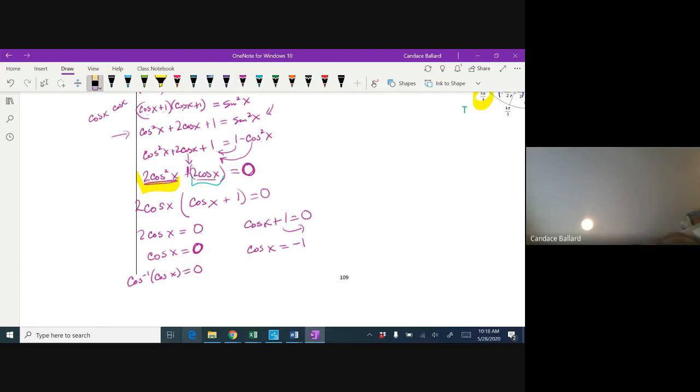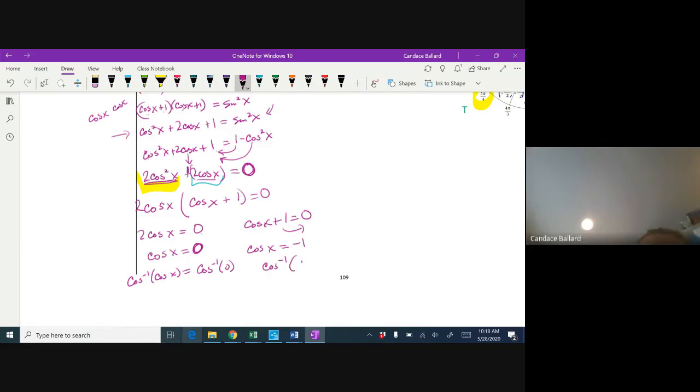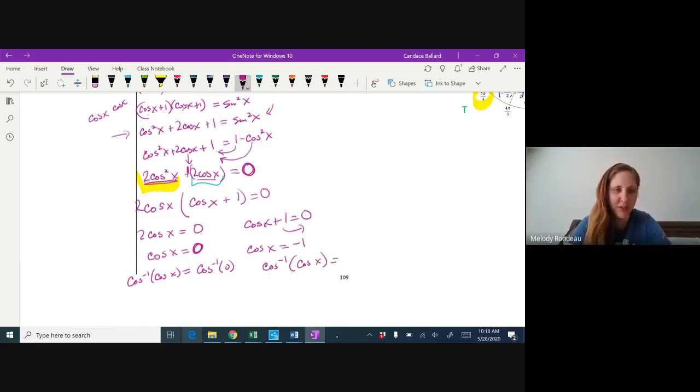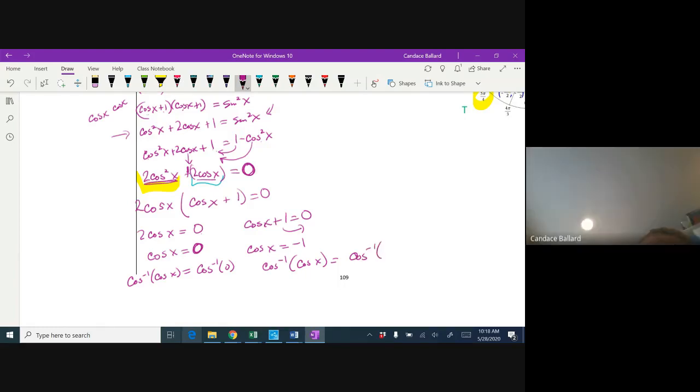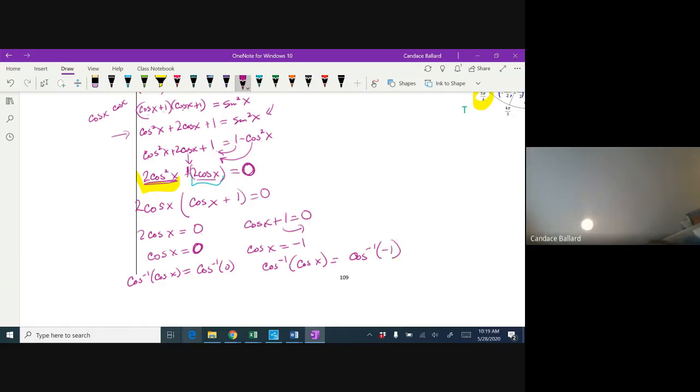Oops, I missed the cosine inverse on the other side. Mrs. Ballard breaking the rules. I don't want to break the rules. No. The math gods will come and get you. Good thing they're trapped on the posters in my room.